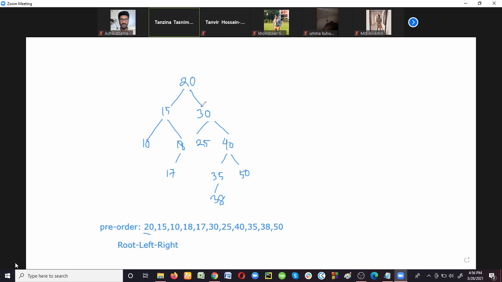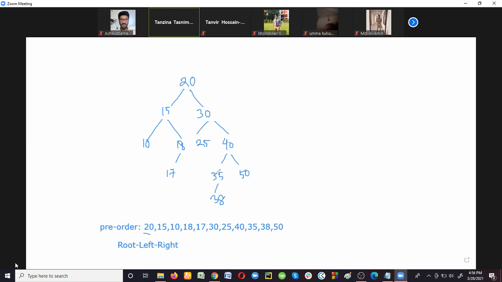Okay, so after traversing the left subtree, now we can traverse the right subtree. In this subtree, at first we'll take 30. This is the root node or parent node of 25 and 40. After traversing the root node, then we can take the left node 25. It's not a root node. Then we can take the right child of 30. 40 is the right child of 30 and it's also a parent node. So after taking 40, we can take the left child of it, that is 35.